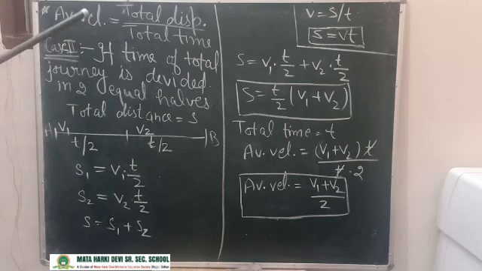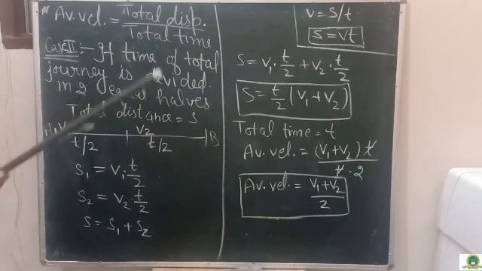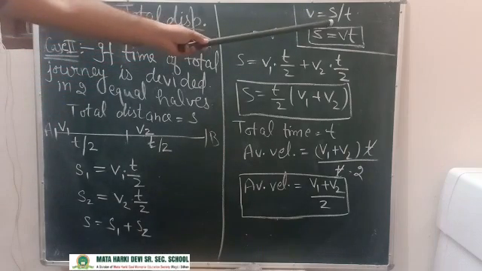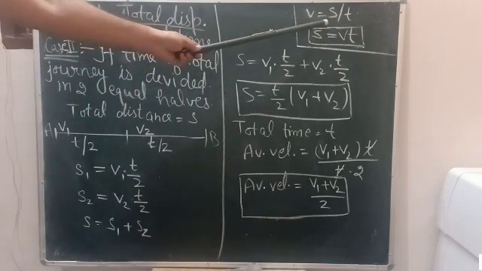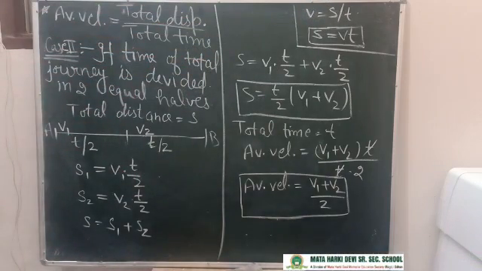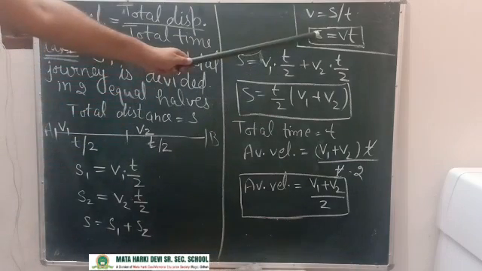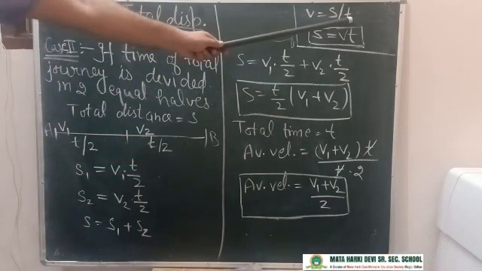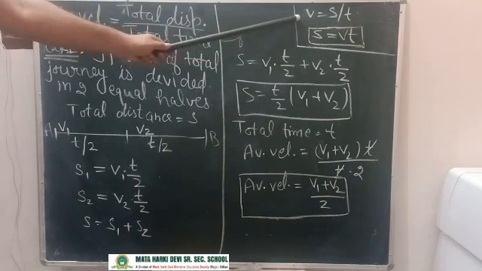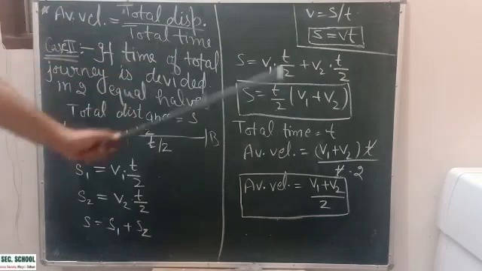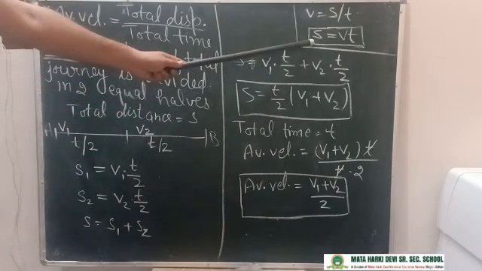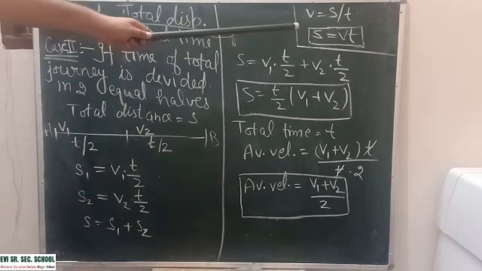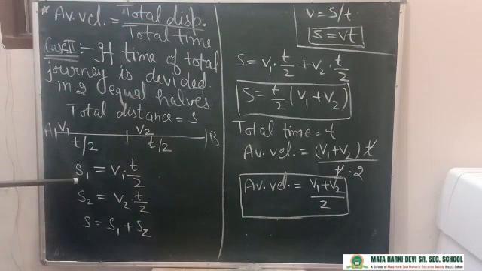Now the formula is: average velocity is equal to total displacement by total time, that is v is equal to s by t. From this formula you can get displacement is equal to velocity into time. Time moves from here to the left-hand side of the equation. So the formula we get is displacement equals velocity into time. Now using this formula we can get the displacement here.